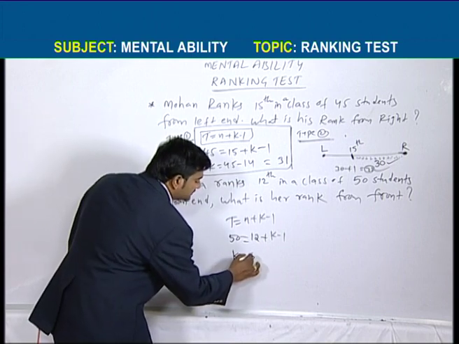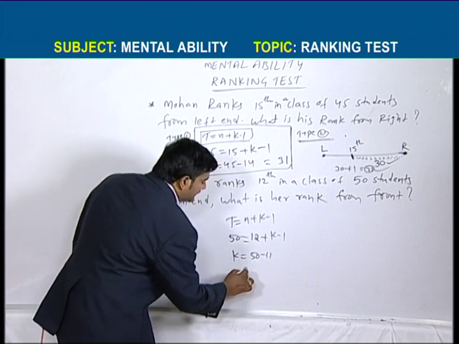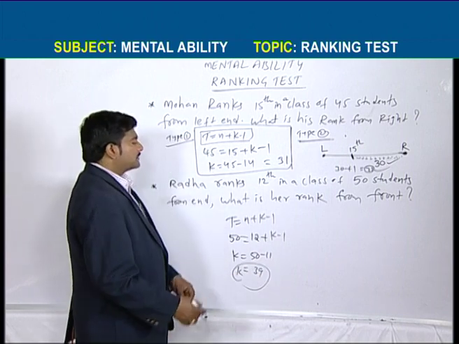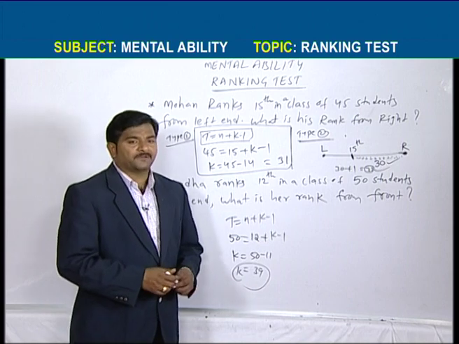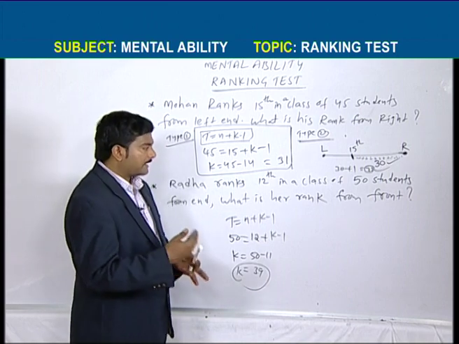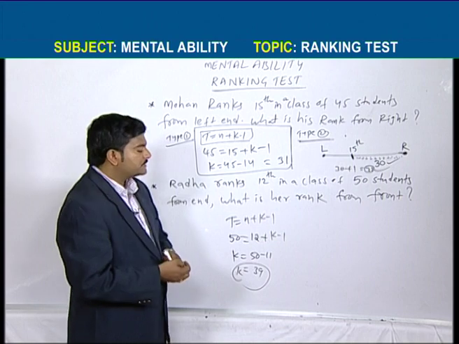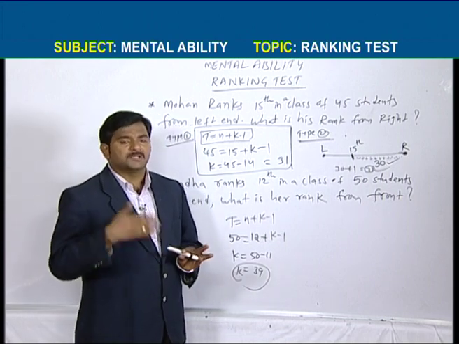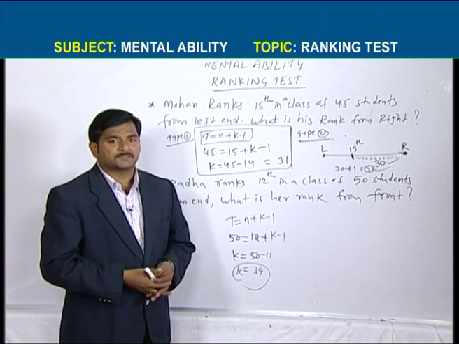Therefore k is equal to 50 minus 11. What is your final answer? 39. Radha's rank is 12th from the end, therefore her rank from the front is how much? I am getting 39. Okay, I hope you understood these two models. Still, we will discuss some other concepts.